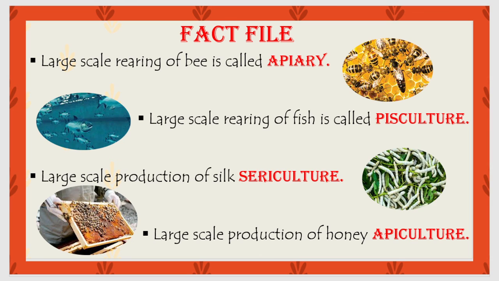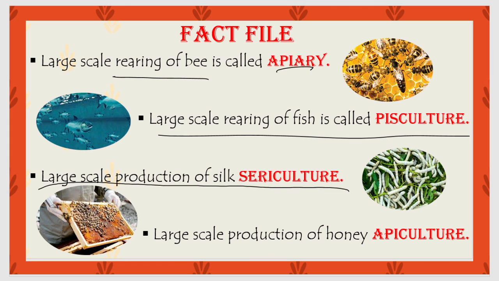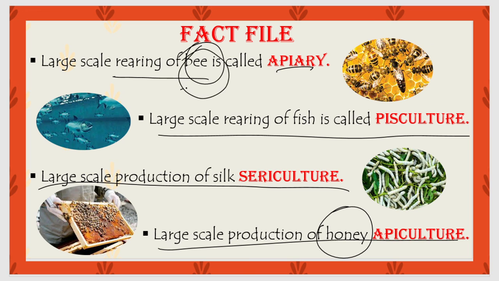Now the fact file, this is very, very important and I personally liked it. The large scale rearing of bees is called apiary. The large scale rearing of fish is called pisciculture. Large scale production of silk is called sericulture, and the large scale production of honey is apiculture. Let me tell you that honey and bees come from the same insect, but when we rear for bees we call it apiary, and when we rear for honey it is called apiculture.